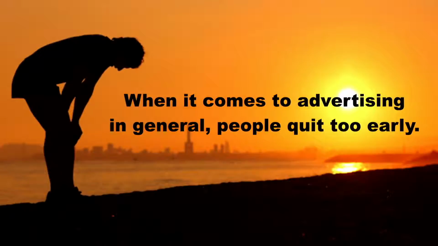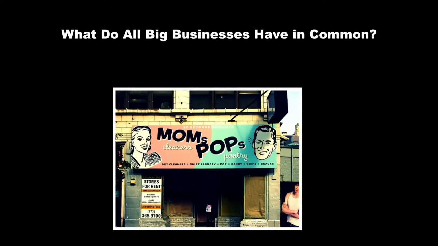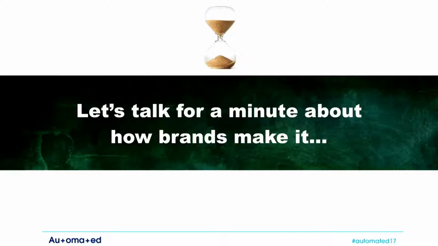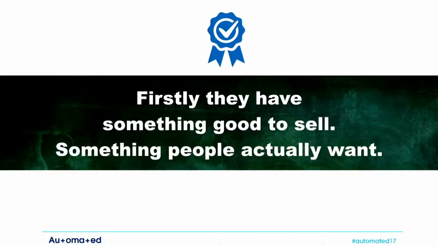So when it comes to advertising in general, I find that people quit too early, far too early. You got to give an ad campaign at least 90 days. And when we look at all big businesses and what they have in common, they all buy advertising as a means to grow their business, every single one of them. So let's talk for a minute about how brands make it from a visibility standpoint. Firstly, they usually have something good to sell, something people actually want. If you don't have something people want, then you're going to need to go back and reassess your product.